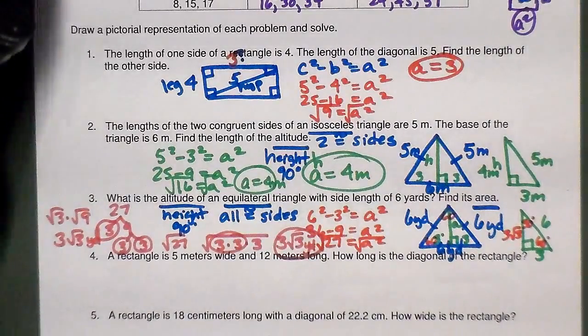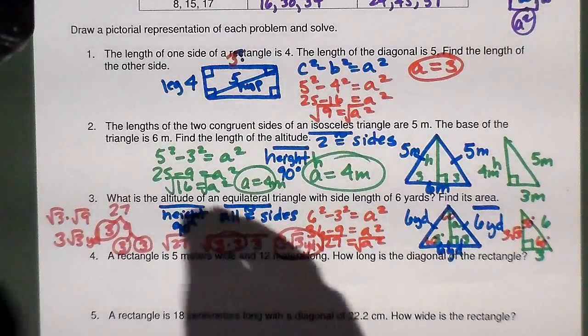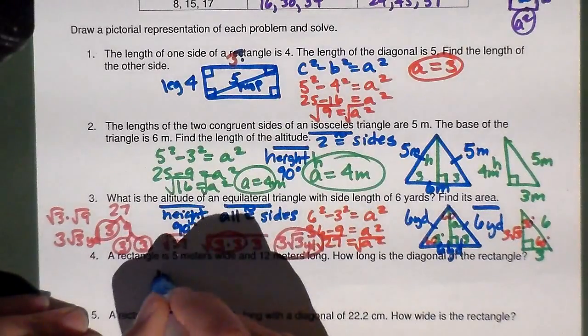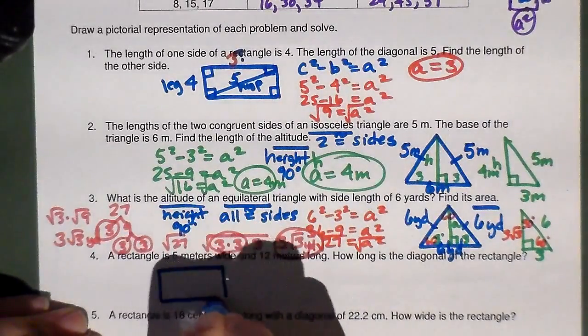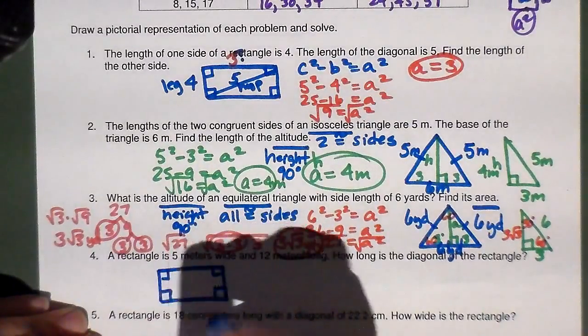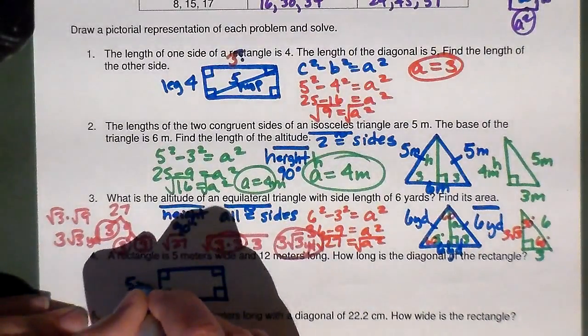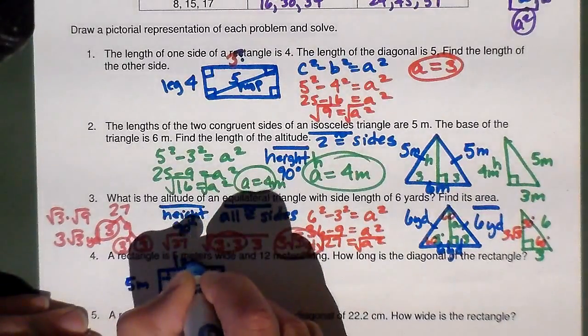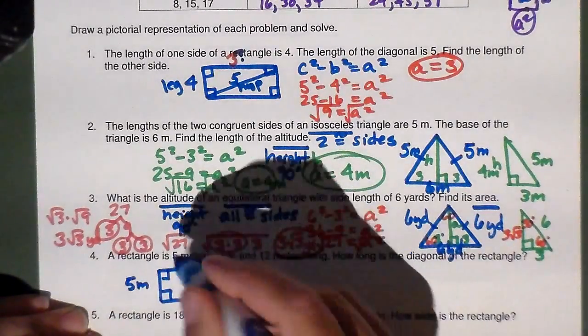All right, let's look at number 4. A rectangle. So we're going to draw the rectangle again. It is 5 meters, and so we know that we got all these right angles, which means we can apply these right triangles. It is 5 meters wide and 12 meters long. How long is the diagonal?